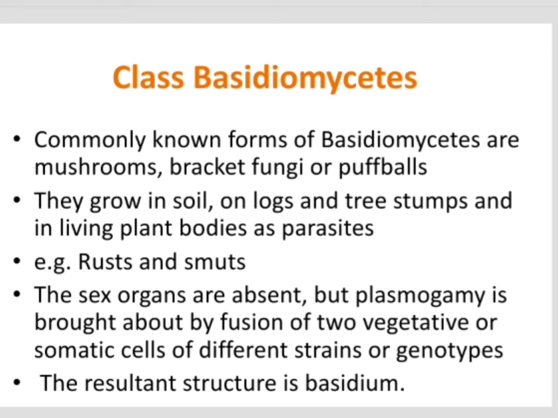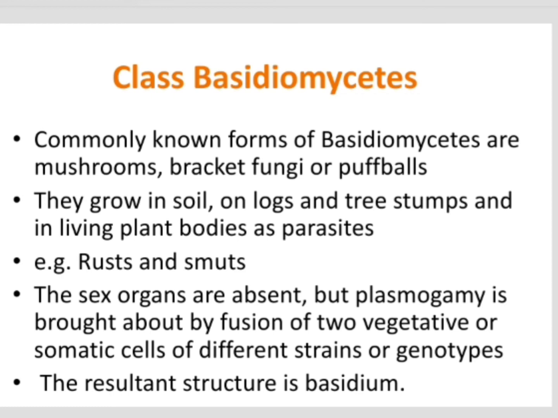Sex organs are absent, but plasmogamy is brought about by the fusion of two vegetative or somatic cells of different strains or genotype. Resultant structure is called basidium. So here sexual reproduction is absent, but plasmogamy is there, and in plasmogamy either somatic cells or vegetative cells of two different strains or genotype get fused to form a structure called basidium.